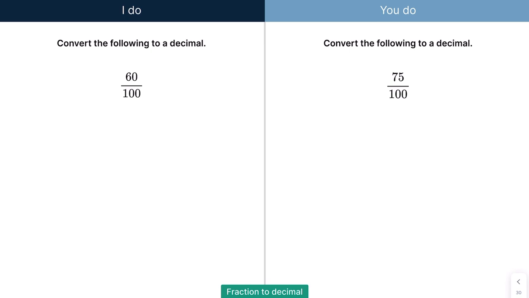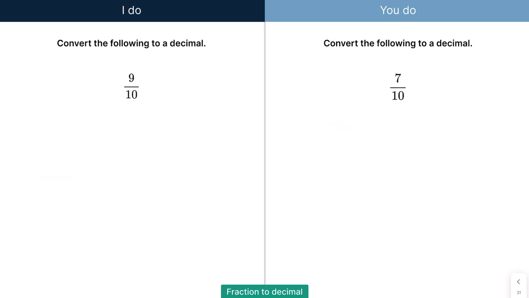Now, moving on, we have convert the following to a decimal. In order to convert this to a decimal, that's just saying, can you divide 60 by 100? When you divide 60 by 100, what happens? You just hop the decimal twice. So we have 60, the decimal's there, we hop the decimal twice, the answer is 0.6. You can leave it as 0.60 if you want, but you can just put 0.6. Again here, we just hop the decimal twice because we're dividing by 100.